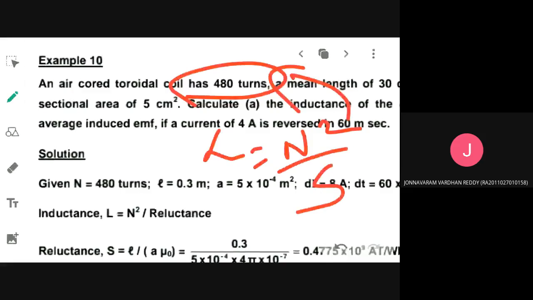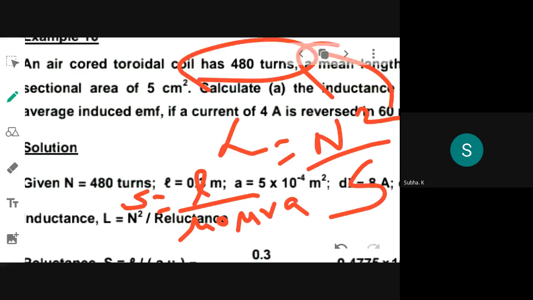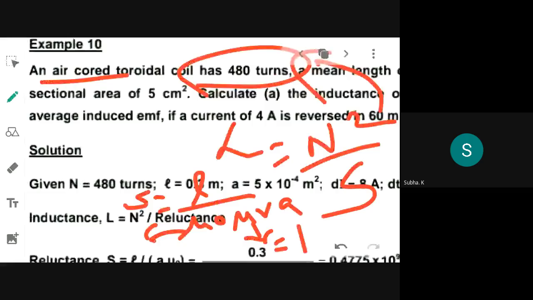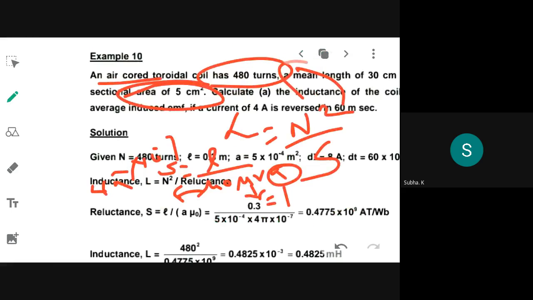S equal to L by mu naught mu r A. But mu r, that's an air core, so mu r will be equivalent to 1. Mu naught, you know what to substitute, 4 pi into 10 to the power minus 7. Area is given as 5 centimeters squared. L is 0.3, also given directly, so find out the answer and tell me. Reluctance.